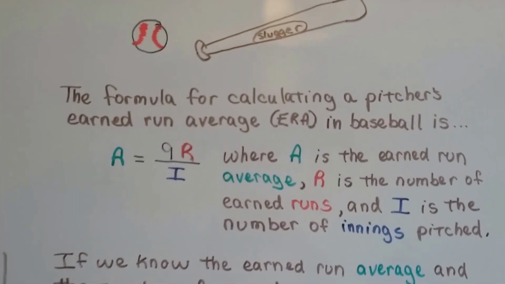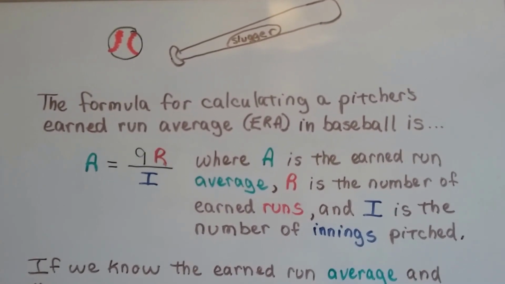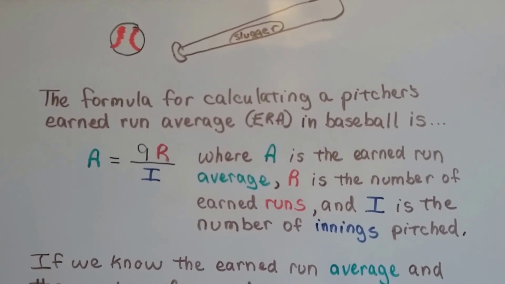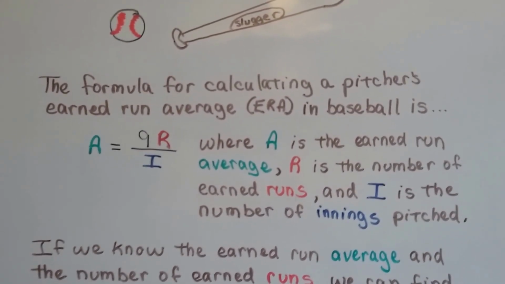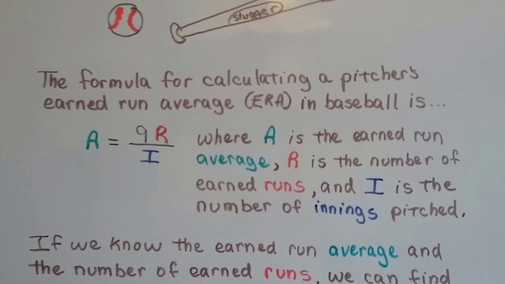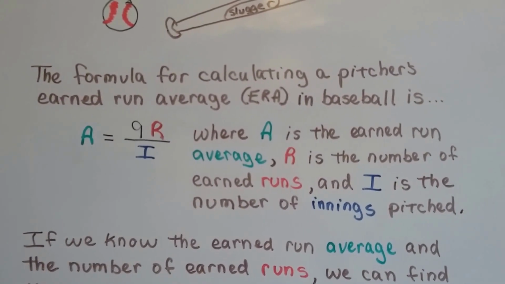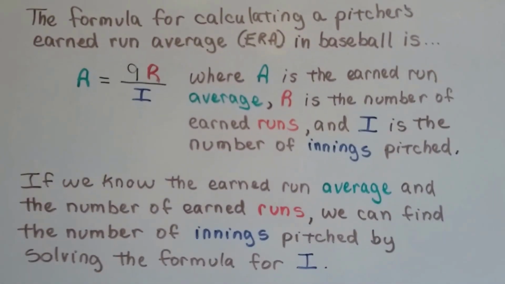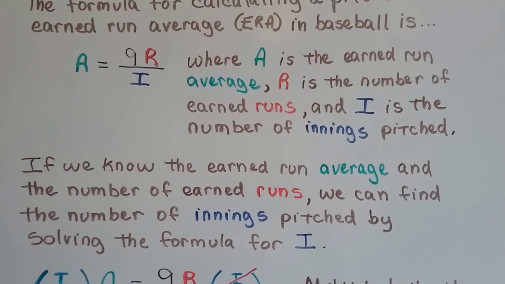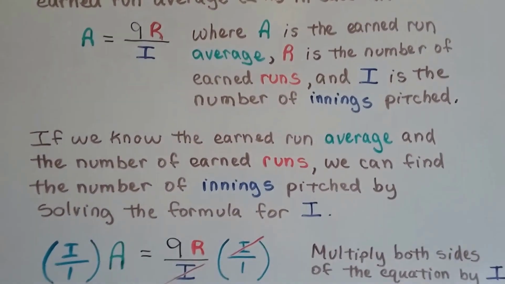Take a look at this one. Got some baseball here for you. The formula for calculating a pitcher's earned run average, shortened as ERA in baseball, is A, that average, equals 9 times the runs divided by the innings. A is the earned run average, R is the number of earned runs, and I is the number of innings pitched. We know the earned run average and the number of earned runs. We can find the number of innings pitched by solving the formula for I.